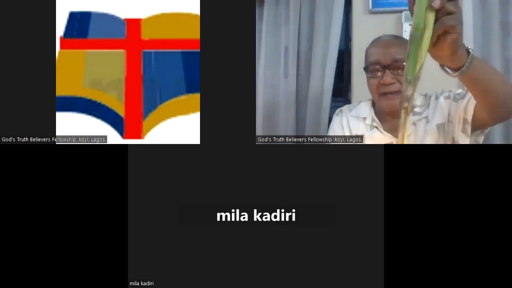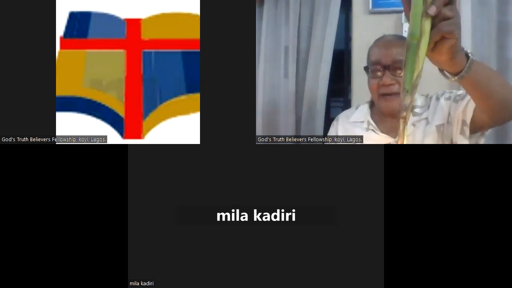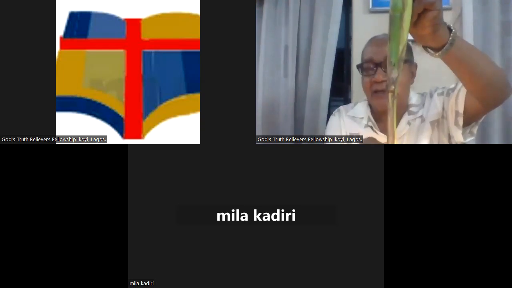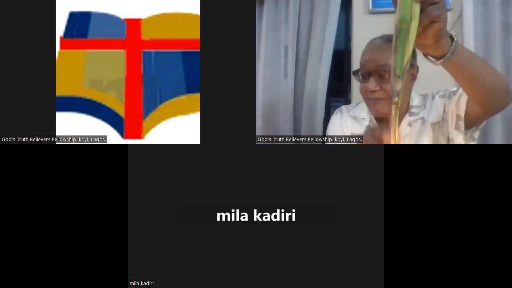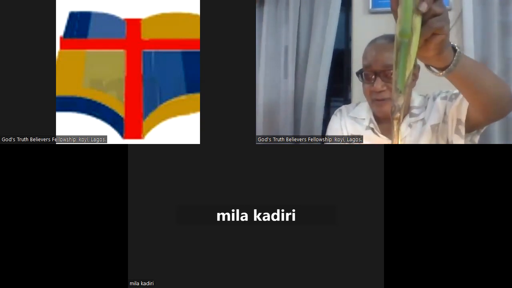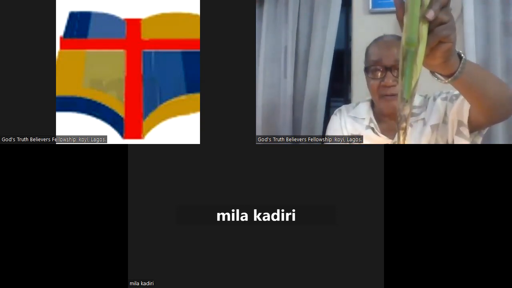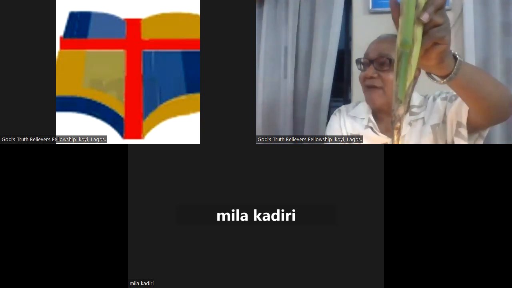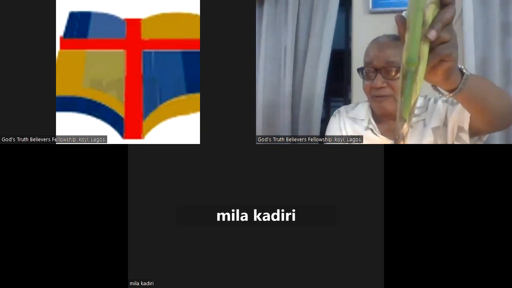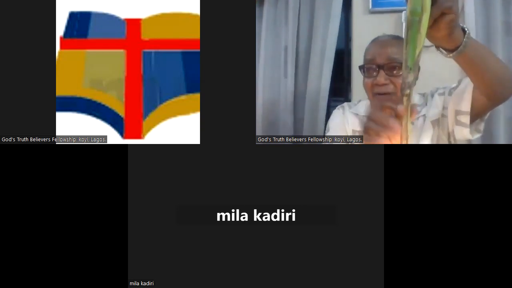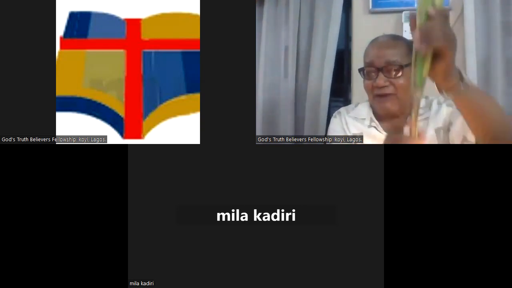Okay, so you can see when the corn is coming up, the first thing that comes up is this stalk. Can anybody see corn there? No. Well, this stalk, does it have life in it or not? Yes, it has life.